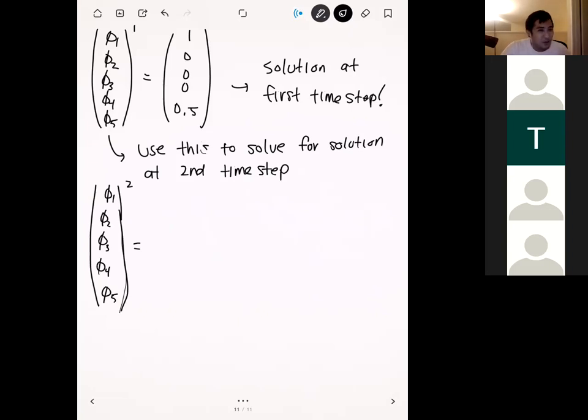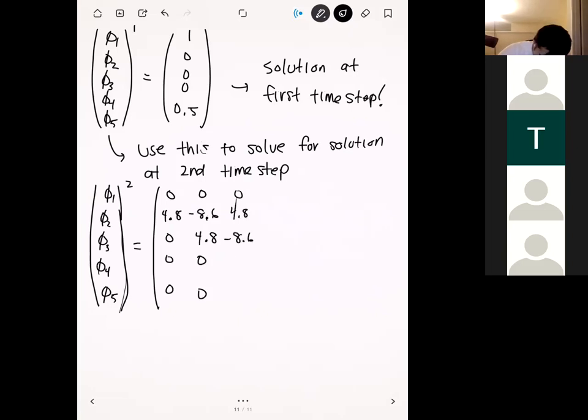You'll see on this next step, we're not going to cancel the big matrix. We're actually going to multiply it through, right? And so we have 0, 4.8, 0, 0, 0, 0 minus 8.6, 4.8, 0, 0, 0, 4.8, minus 8.6, 4.8, 0, 0, 0, 4.8, minus 8.6, 1, 0, 0, 0, 4.8, and 0.